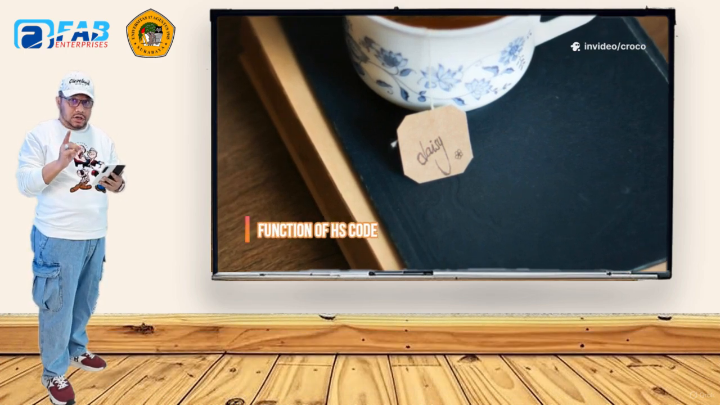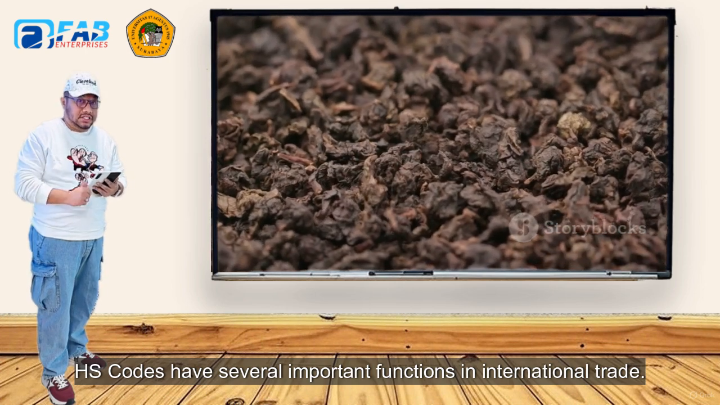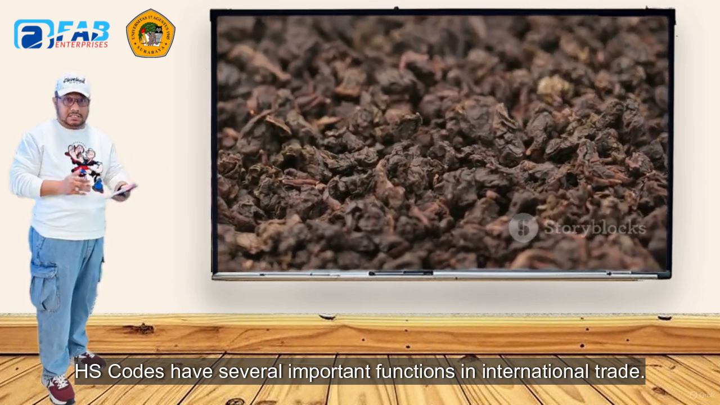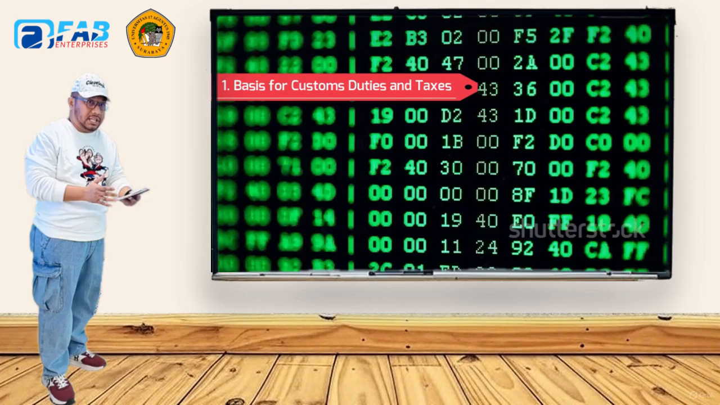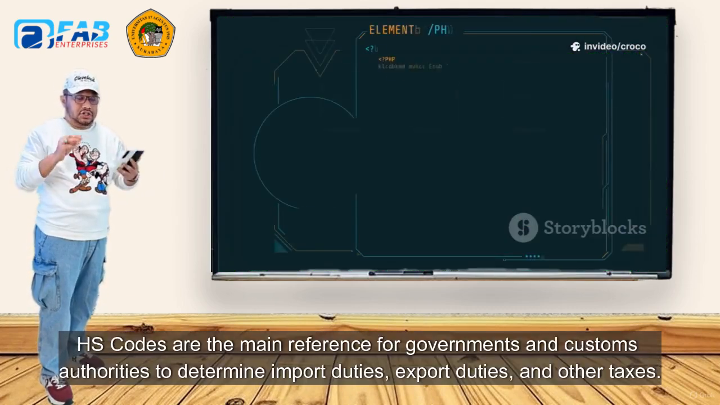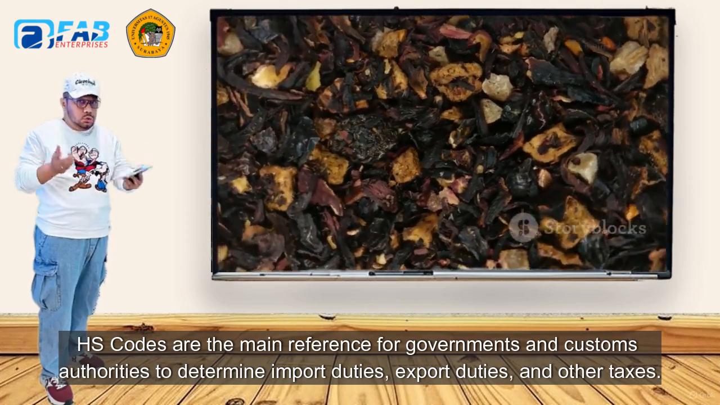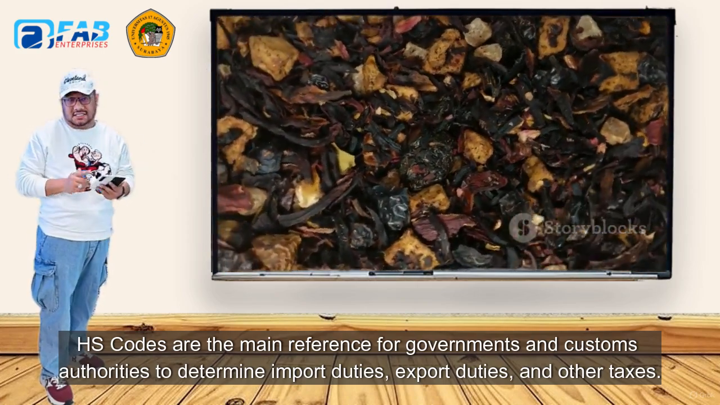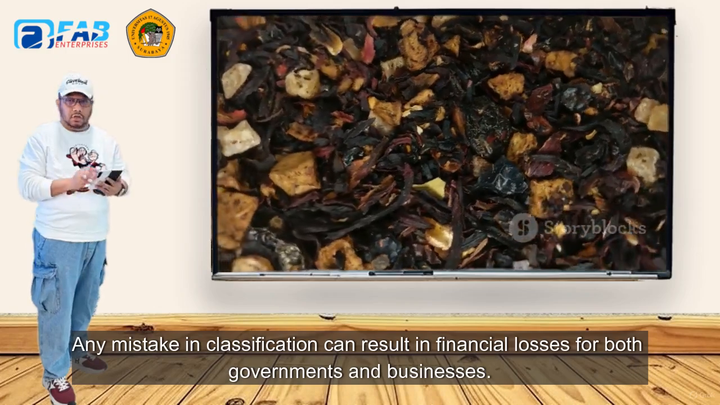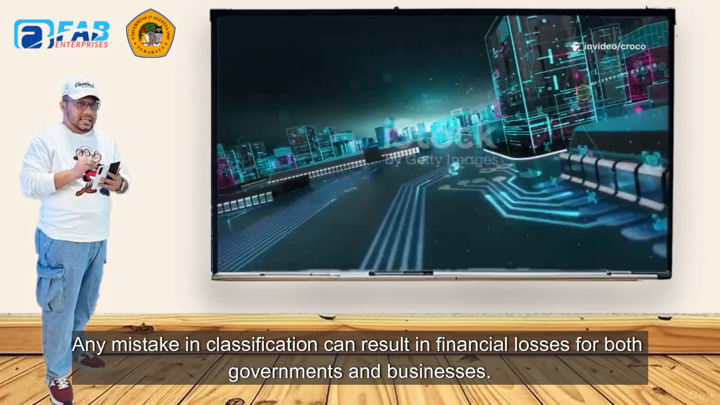3. Functions of HS Codes. HS Codes have several important functions in international trade. 1. Basis for customs duties and taxes. HS Codes are the main reference for governments and customs authorities to determine import duties, export duties, and other taxes. Any mistake in classification can result in financial losses for both governments and businesses.